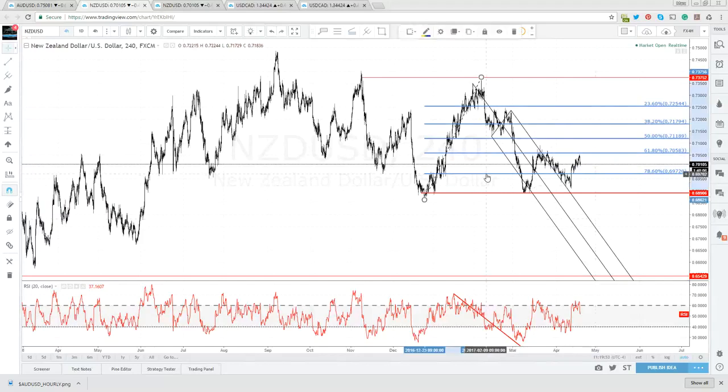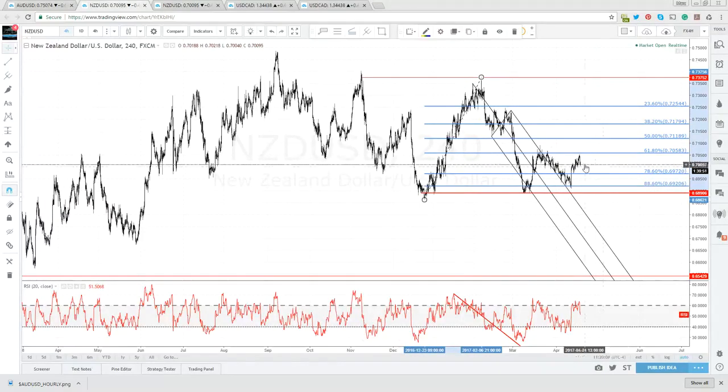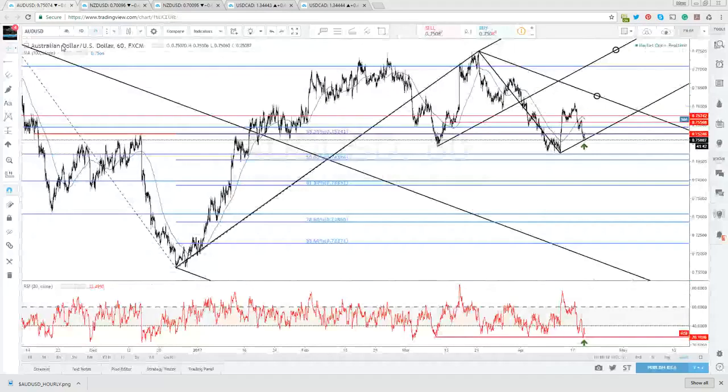I should draw an 88.6 because Aussie and Kiwi like the 88.6, as you can see here. So we'll definitely go down to the 88.6 in my opinion. That would be a target, 96.20s. We'll probably go down there again. Okay, quick look at the hourly.